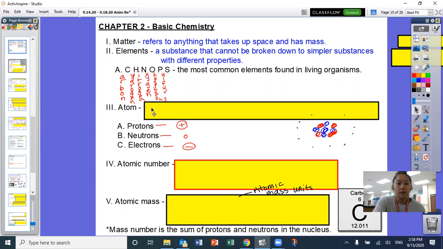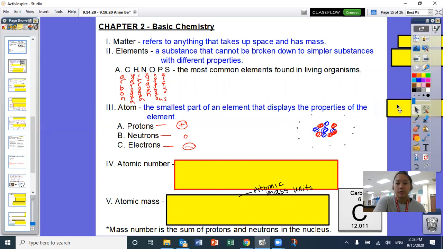So the atom is the smallest part of an element that displays the properties of the element, okay? Protons are positively charged.